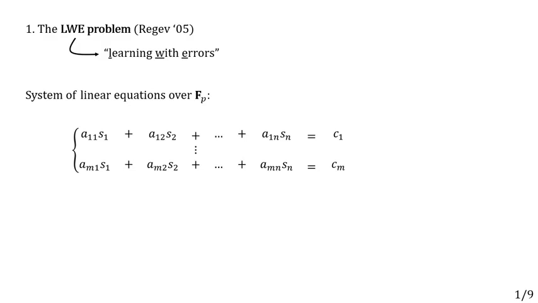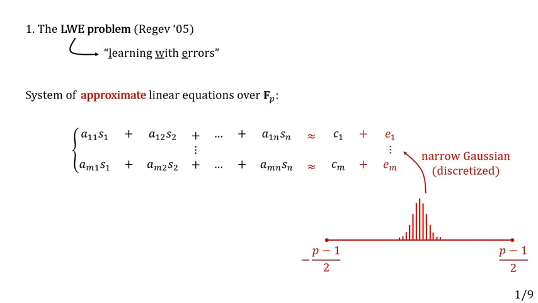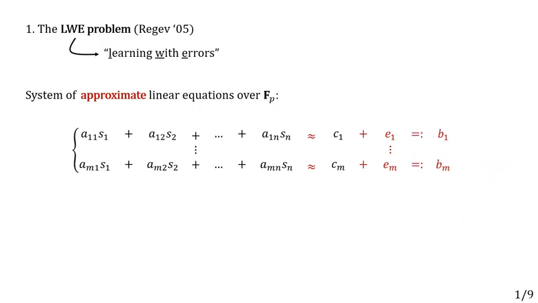LWE stands for learning with errors and revolves around systems of linear equations over some finite prime field, say F_p, where the modulus p should not be too small. But instead of considering exact linear equations, such as the ones depicted here on the slide, one considers noisy or perturbed linear equations, where to each of these constants c_i some small error e_i was added. And small here means that these errors were sampled from some narrow distribution centered around 0. This also explains why the modulus p cannot be too small, because inside F_p it should be meaningful to talk about small elements. So let's call these perturbed coefficients b_1 up to b_m, and so one obtains an approximate linear system of equations.